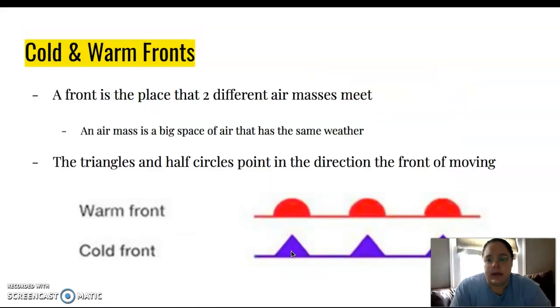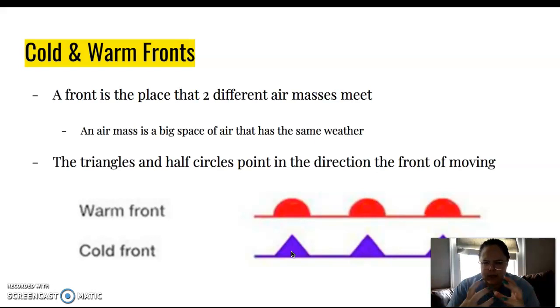So a front is a place that two different air masses meet. An air mass is a big area of space, and it all has the same weather throughout. So if I have a big mass of air right here that is really, really warm, maybe a little bit humid, and then I have another air mass here that is maybe a cold air mass. When those two meet each other, it creates a front. And depending on what air is larger or what air takes over, that could either be a warm front or a cold front.